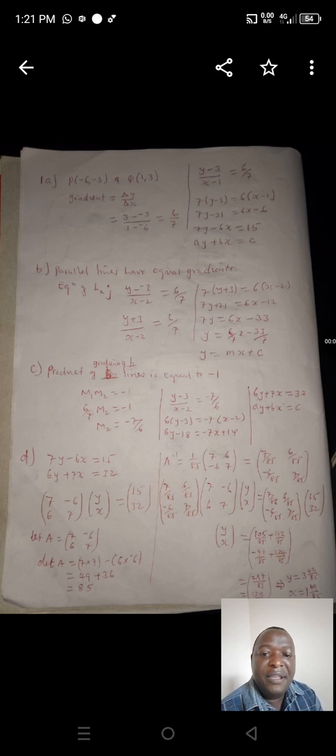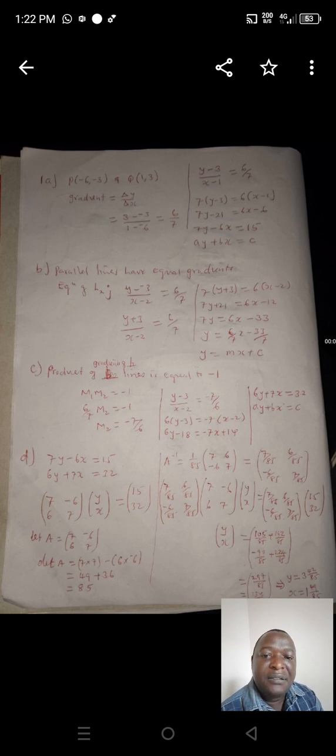Now cross multiply, we get 7 into (y + 3) is equal to 6 into (x - 2), which simplifies further to 7y + 21 = 6x - 12. Then we organize so that we remain with y on one side. That means we remain with 7y = 6x - 33. So that means when plus 21 crosses the equal sign, it becomes minus. So minus 12 minus 21 gives us minus 33.